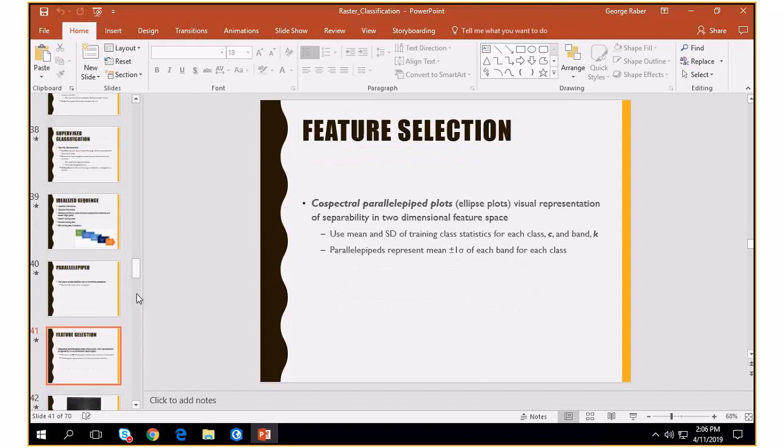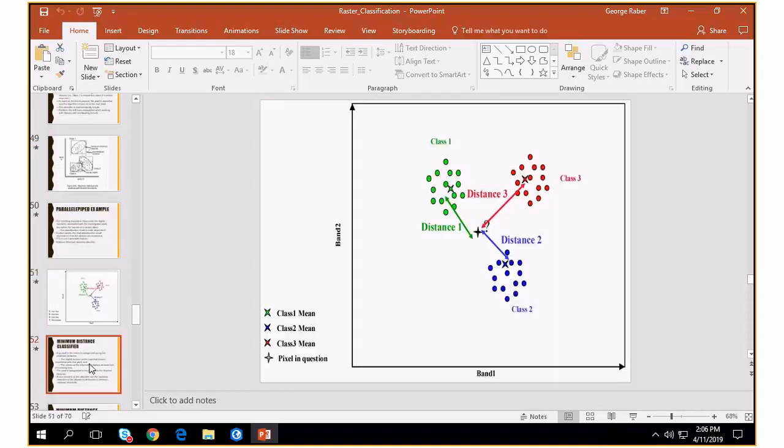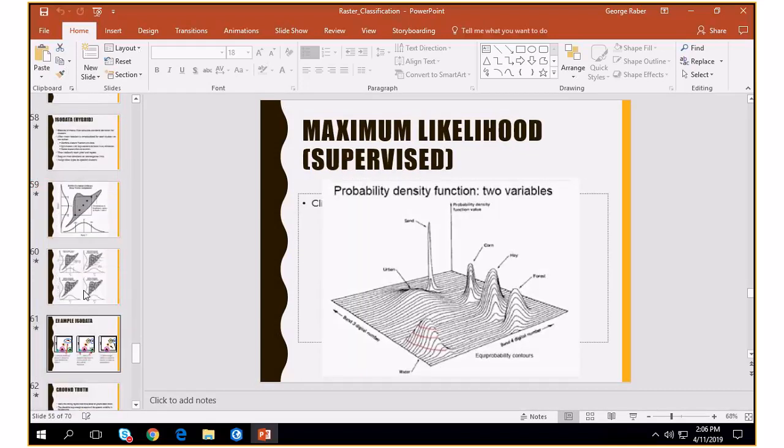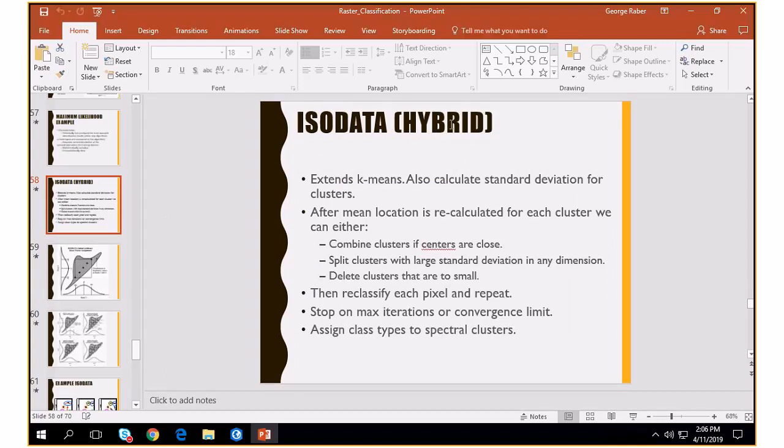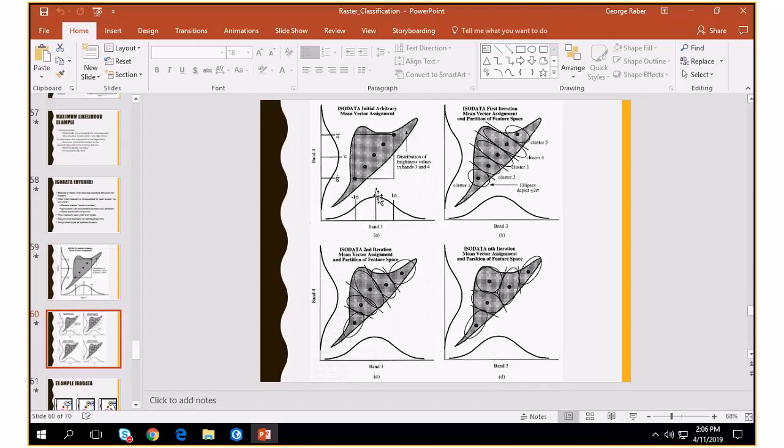I think I organized ISO data down to the bottom here, or maybe I didn't even include it. Yeah, here we go. I shouldn't have done that, but ISO data is another algorithm that extends k-means. So this is slide 58, by the way. It also calculates the standard deviation for the clusters, and what it does is it evenly distributes the initial clusters throughout feature space. That's how it starts off. Okay. And then it works very similar to k-means, where the clusters move through feature space based on the average of the values that are considered part of its cluster. And so it'll go through each of its iterations and produce a result like that.